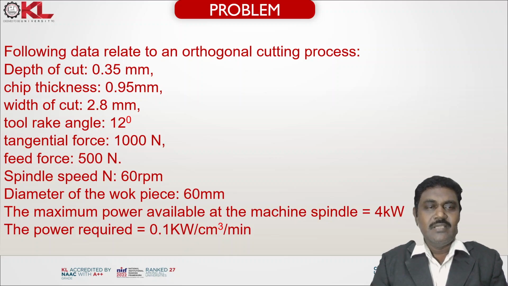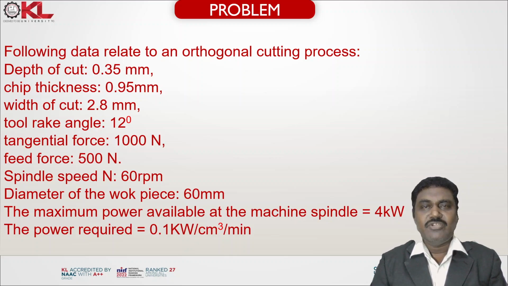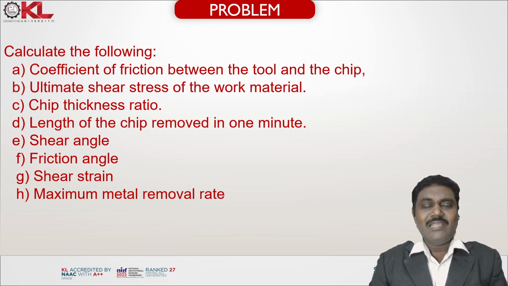12 degrees, tangential force or cutting force 1000 newtons, feed force 500 newtons, spindle speed 60 rpm, diameter of the workpiece 60 mm. The maximum power available at the machine spindle is 4 kilowatts. The power required is 0.1 kilowatts per cubic centimeter per minute. So what we are going to do is calculate the following.